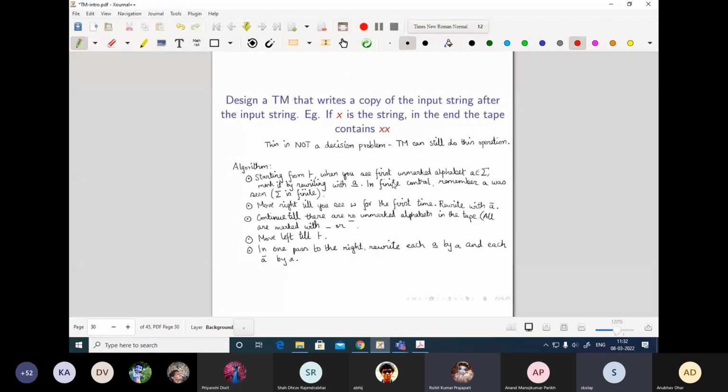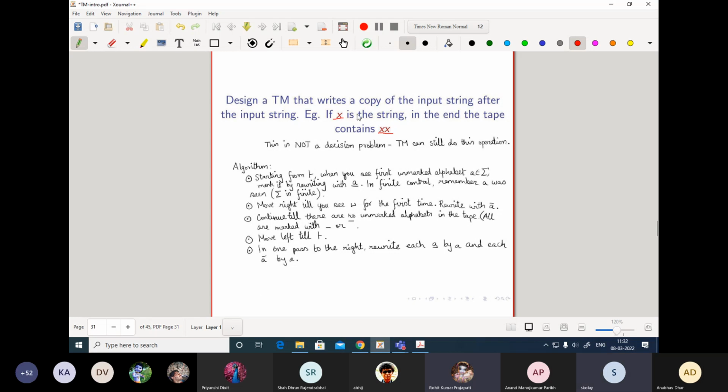The next example that we will look at is you want to design a Turing machine that writes a copy of the input string after the input string. So suppose X is the input string. At the end, your read-write tape should contain XX. Notice that this is not a decision problem, but I just wanted to show that these are things that a Turing machine can also do. If you want a subroutine on X, this is also something that the Turing machine can do.